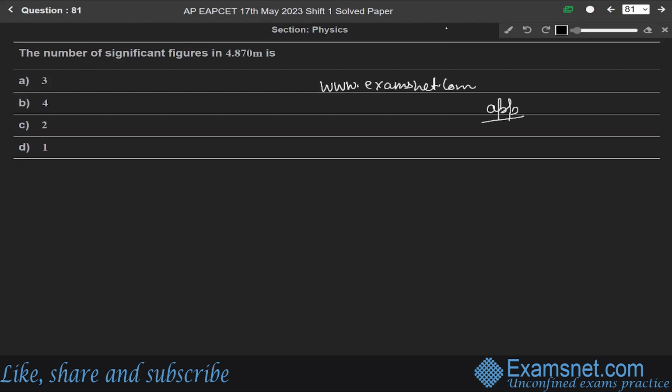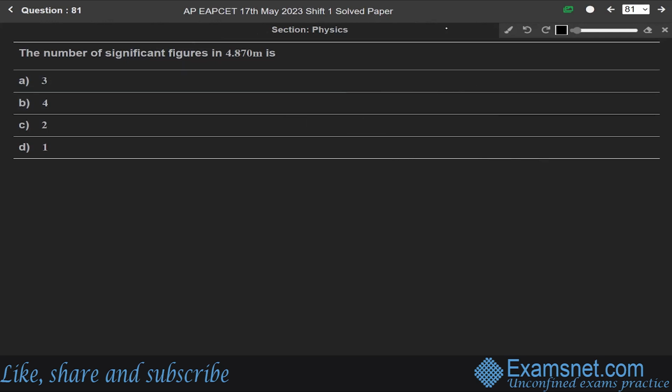So today, students, we will be solving the Andhra Pradesh Engineering, Agriculture and Pharmacy Combined Entrance Test, that is EAPCET 2023, 17th May, shift first paper. In this particular video, I'll be solving the physics part of the paper. So here we go. The first question of this series, that is question number 81.